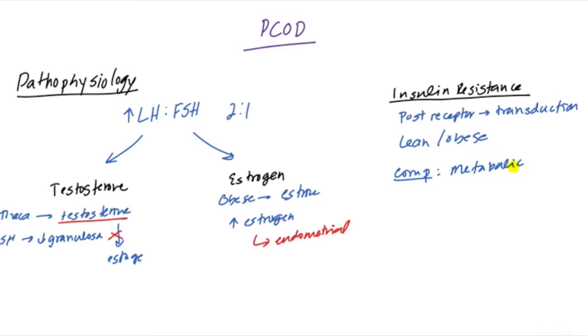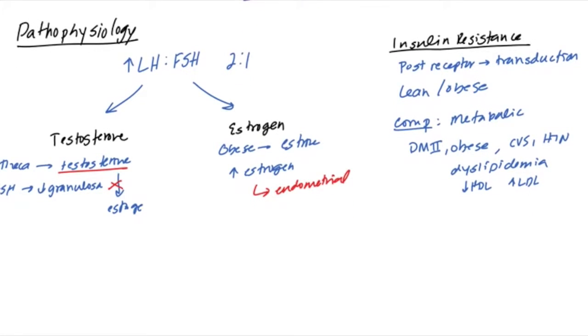Metabolic syndrome is when a patient has diabetes mellitus type 2, they're obese, and they start to have cardiovascular symptoms, and they develop hypertension. And on top of all that, they get dyslipidemia, which is generally caused by testosterone, where you have low HDL and a high LDL, which is going to increase risk for atherosclerosis and the formation of plaques.